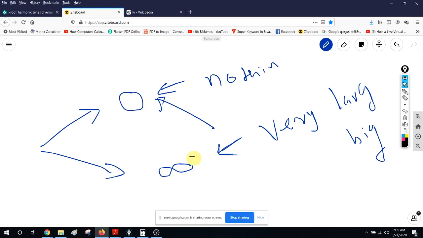It can be very large in the positive way, and it can be very large in the negative way also. Then we say it's positive infinity, and this we can say negative infinity. Someone will say, I have a lot of money. How much money? I don't even know. I know that it is a very, very huge amount of money. So that means it's plus infinity.